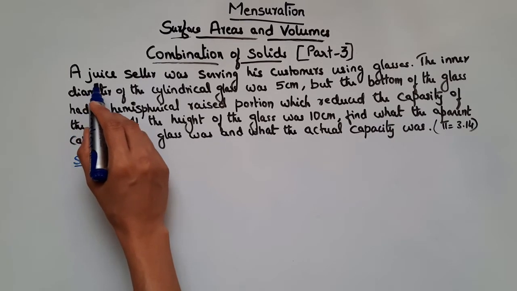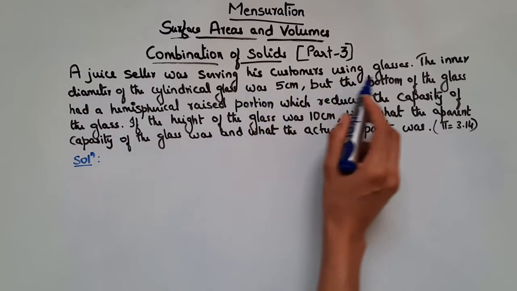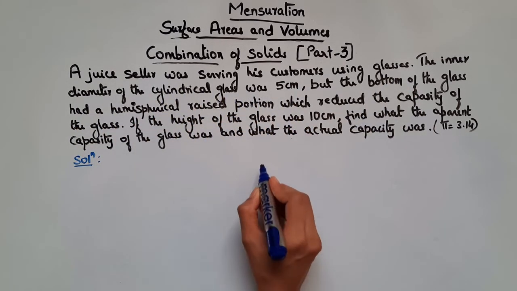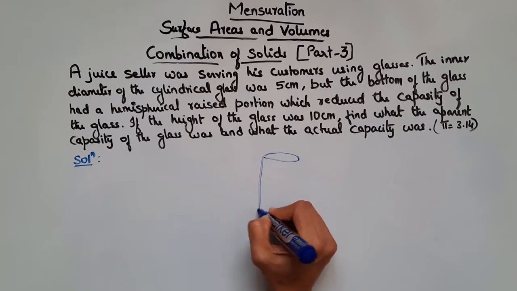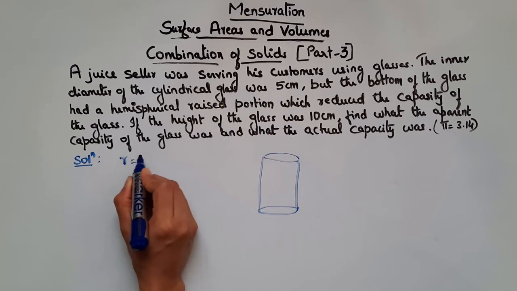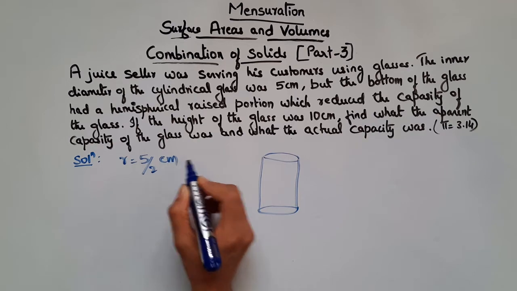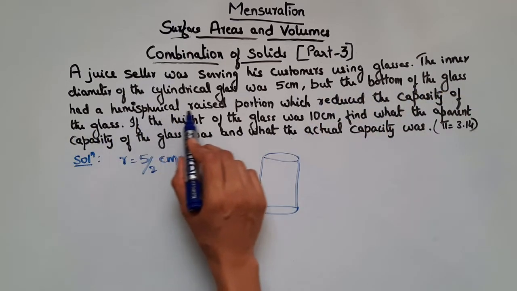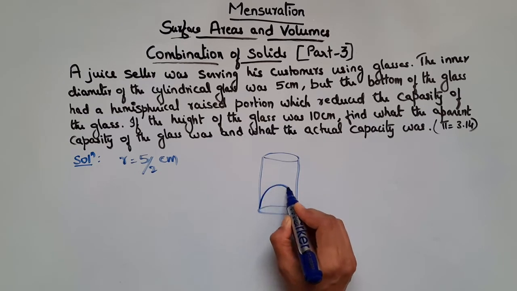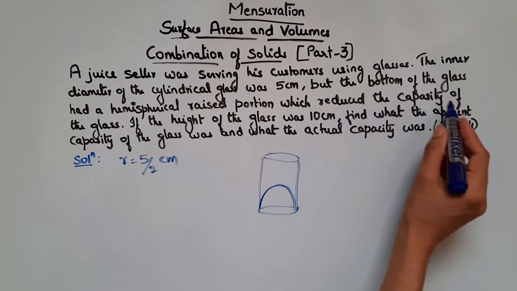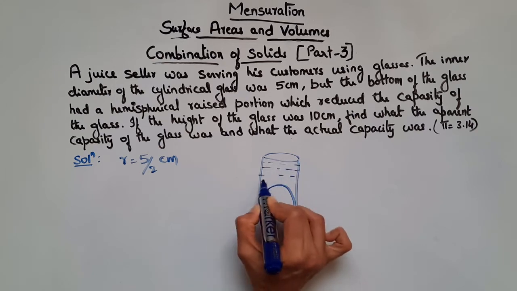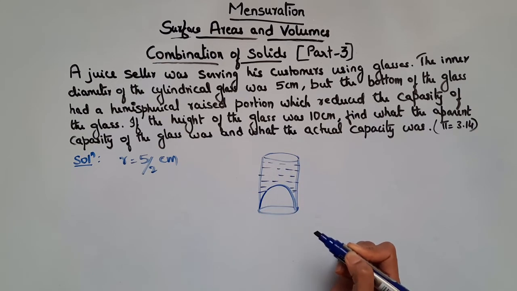So here it says there was a juice seller who was serving juice to his customers using glasses. The inner diameter of the cylindrical glass was 5 cm. So the shape of the glass was cylinder, right? So we have a cylindrical shaped glass whose inner diameter was 5 cm, which means radius is equal to 5 by 2 centimeter. But the bottom of the glass had a hemispherical raised portion. Actually the glass was like this, which reduced the capacity of the glass. The amount of juice in this glass was only so much, right? He was fooling his customers.